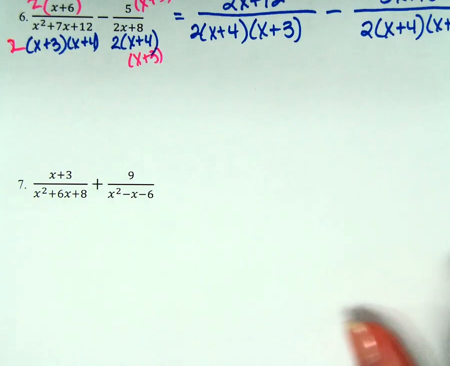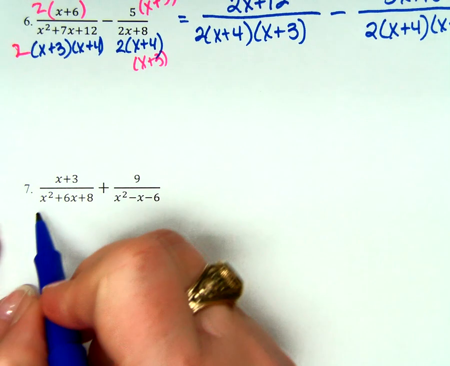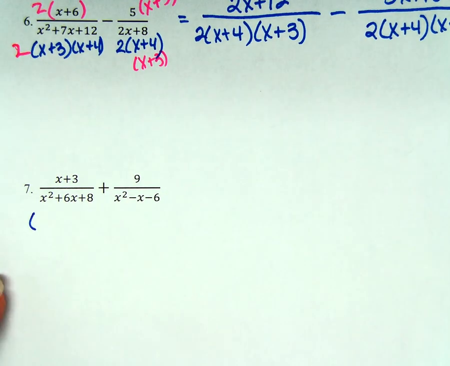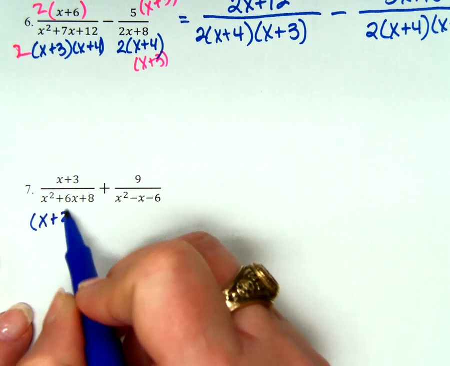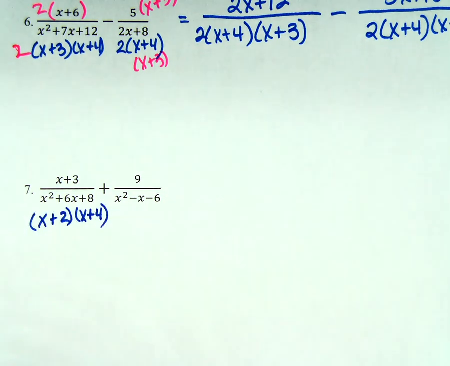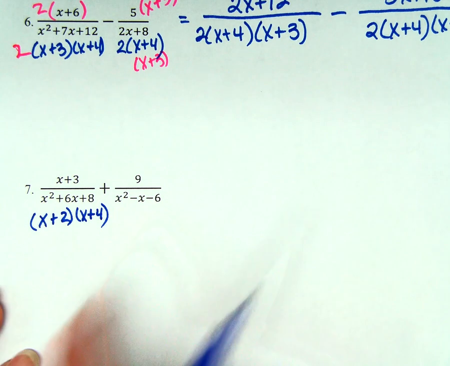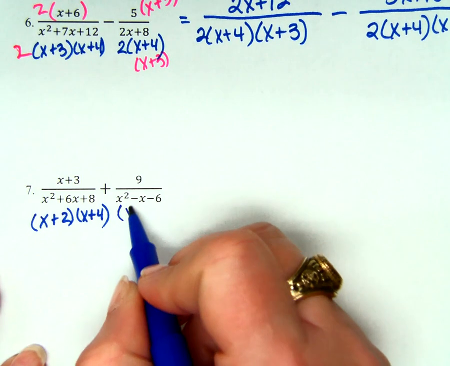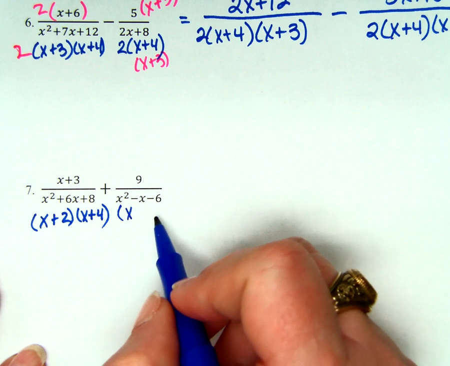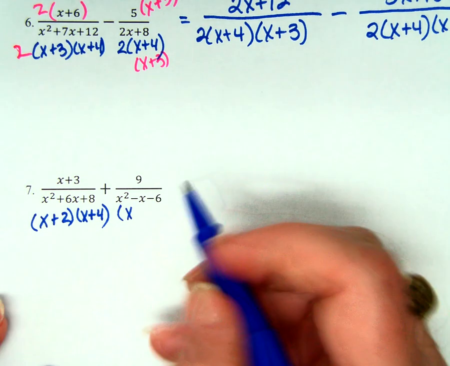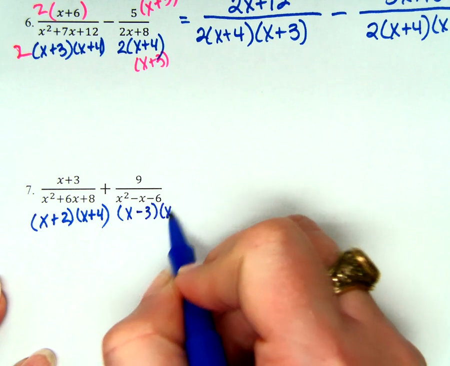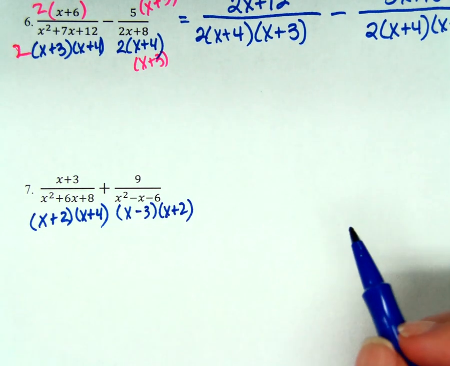All right, one more example. Number 7. What should I do first? Factor the denominator. Very good. What is this first denominator factored? 2 and 4. X plus 2, x plus 4. You okay with that? And what's the second denominator factored? Remember, it has to multiply to be -6 and add to be -1. -3, +2. Does that make sense?